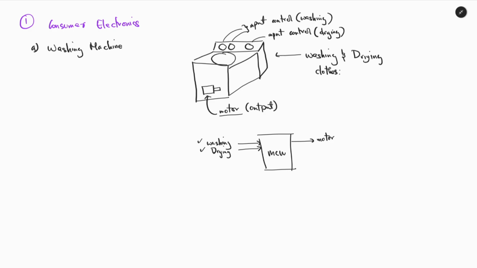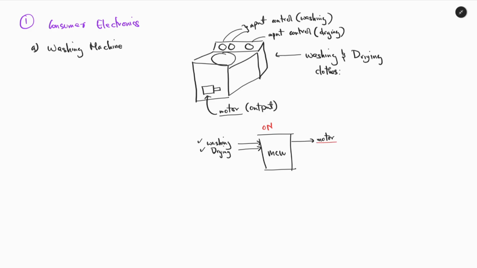As soon as the washing machine is switched on, it will wait for the input, and the user will select those inputs either for washing or drying. If the button for washing is pressed, then this microcontroller will generate a signal to control the motor.